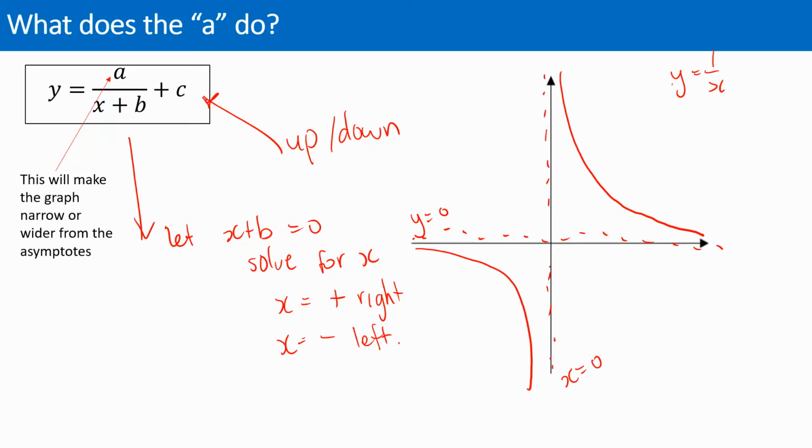I want to change A to a negative so you can see how it flips as well. Okay? So have a look at this one. I want you to write your own notes on the graph, yeah? So watch me change A.